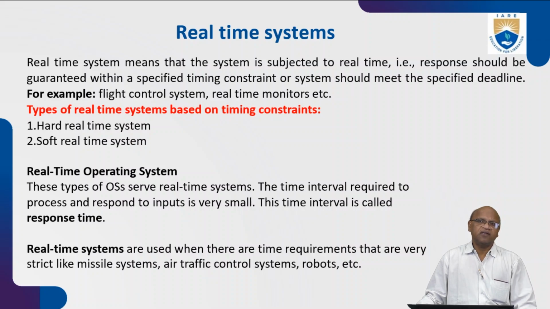The time interval required to process and respond to input is very small. This time interval is called response time. That is what real-time operating systems are. If the operating system does not respond within the time, there will be a fatal accident, with very serious damage to the system and its components. Real-time systems are used when there are very strict time requirements, like missile systems, air traffic control systems, robots, etc.